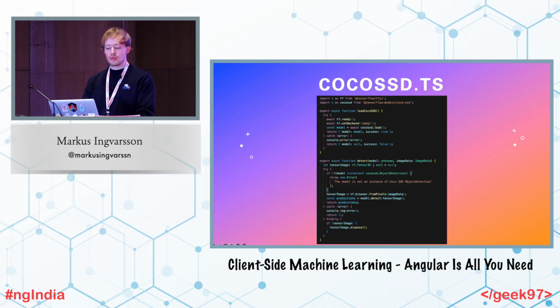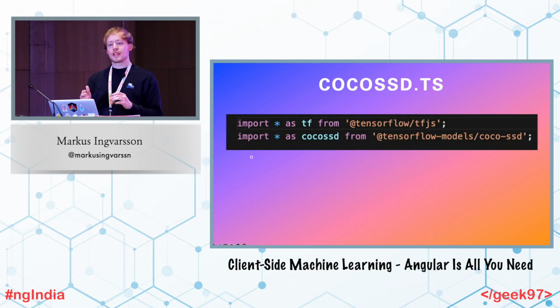Then we have this Coco SSD file, and this is where we have added all the machine learning stuff. I just want to first say that I don't want you to get stuck on the fact that we're using TensorFlow here today. It's one machine learning model that we're going to use, but you can use really whatever you want. It's just very convenient for me during this demo to use TensorFlow. So we import these two libraries, the TensorFlow.js library and the TensorFlow models library, the Coco SSD model. That's why this file is called Coco SSD.